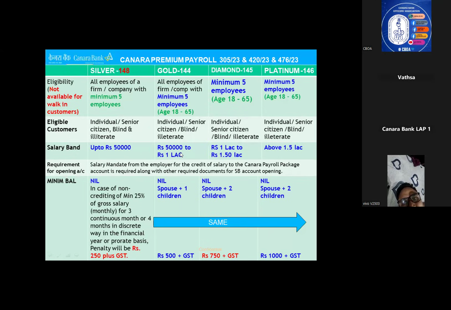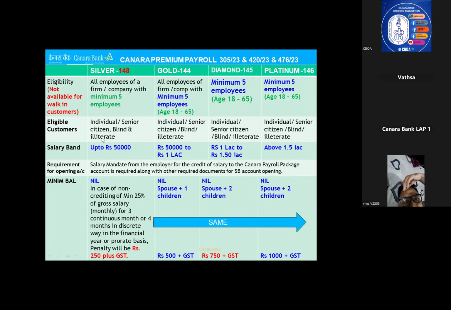Now, premium payroll package. And there are 4 variants in the payroll. One is silver, one is gold, one is diamond, and one is platinum. From the examination point of view, I am going to discuss only what is needed. I am not going to discuss the entire product. Okay. So first, you should know the age limit. It is 18 to 65 years in all the 4 cases. Then for all individuals, senior citizens, blind and illiterate, all the 4 can be opened.